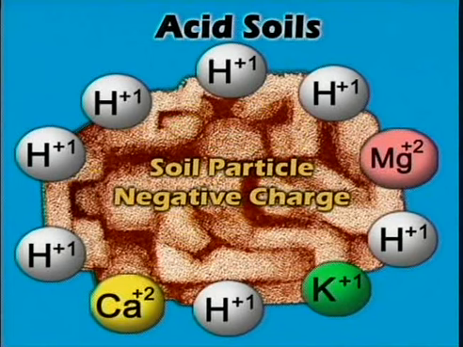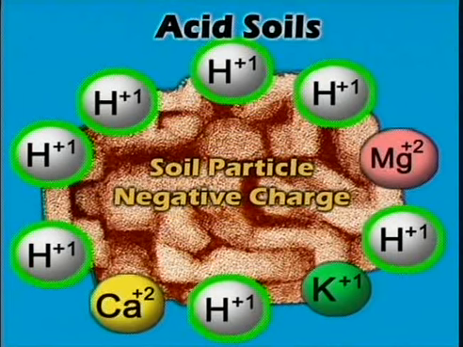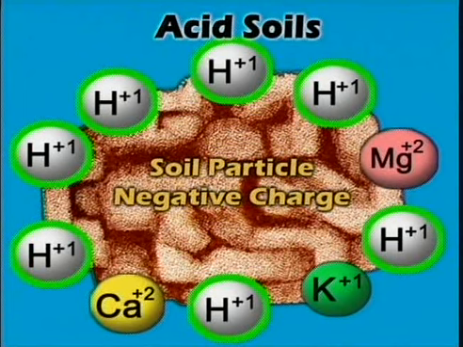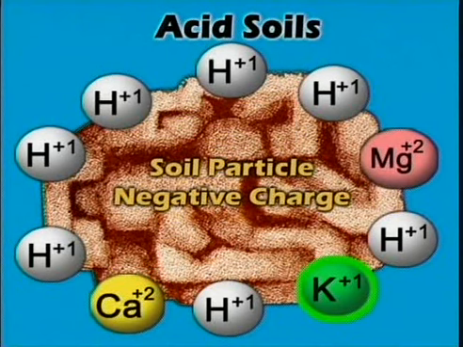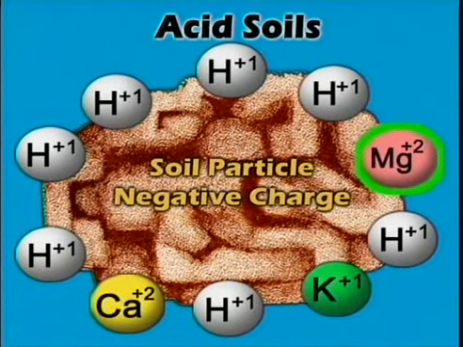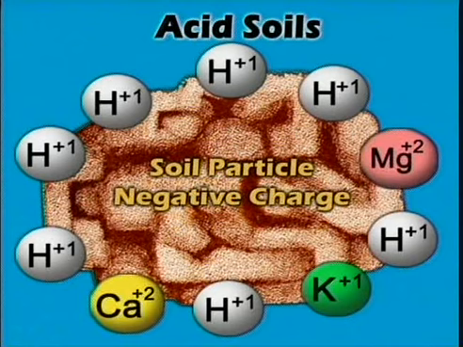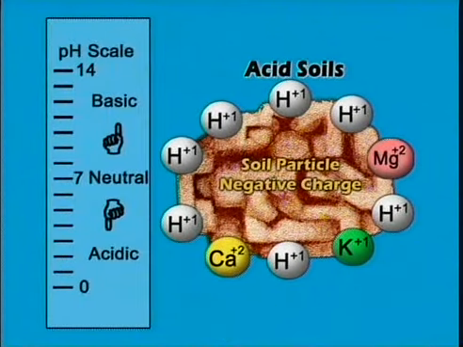In other words, we have a proportionately greater amount of exchange sites occupied by hydrogen in comparison to those occupied by the exchangeable bases, in this case calcium, potassium, and magnesium. This graphic would be very representative of a soil with a pH of about 6, maybe down to as low as 5.5.